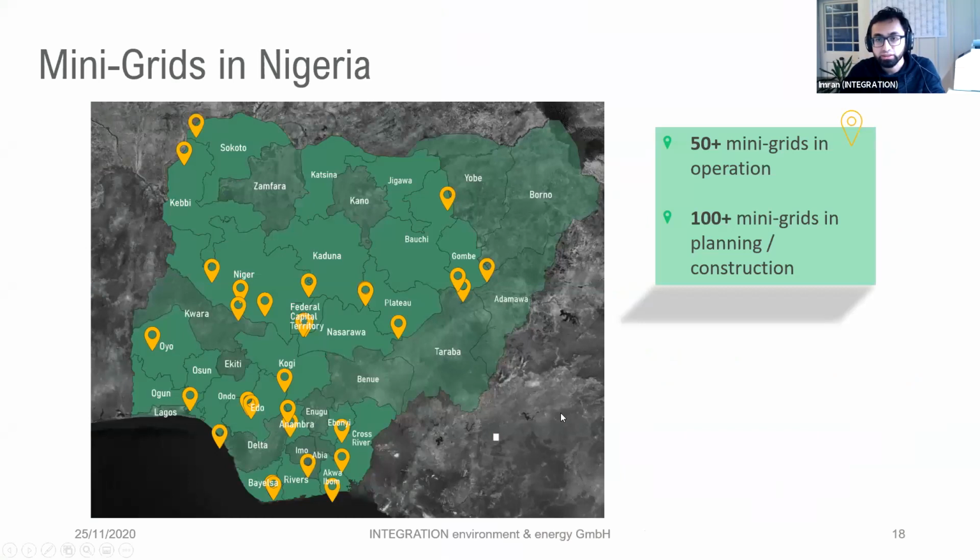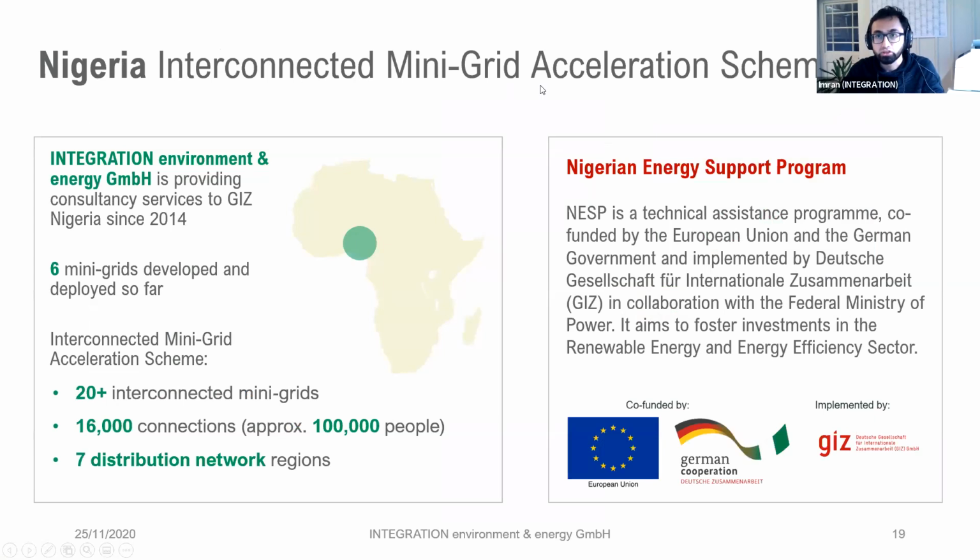I think we already saw that there are a lot of mini grids out there and a lot more are being planned. Just to give you an idea, Integration has been working with GIZ since 2014 under the Nigerian Energy Support Program. And in the first phase of the project, we supported them with development of 6 mini grid projects. These were all off-grid projects. And now under this interconnected mini grid scheme, we are supporting the design and implementation of 20 plus interconnected mini grids that are supposed to reach around 100,000 people.